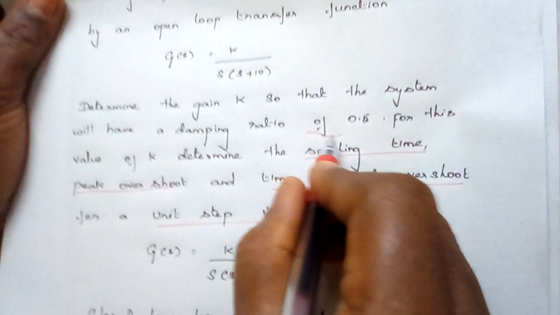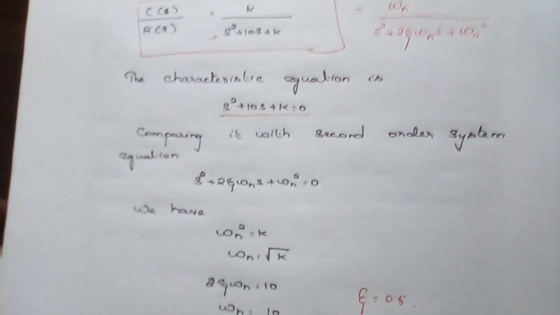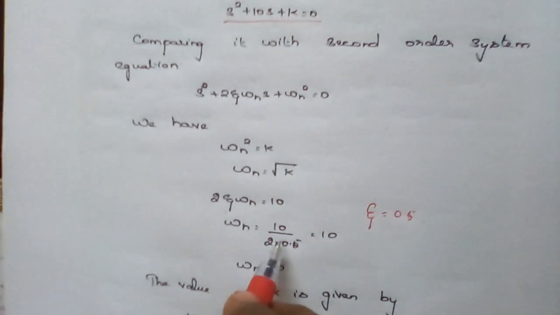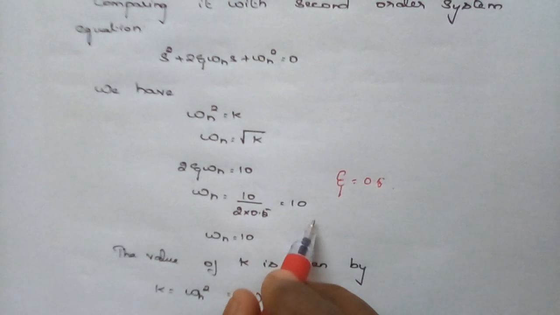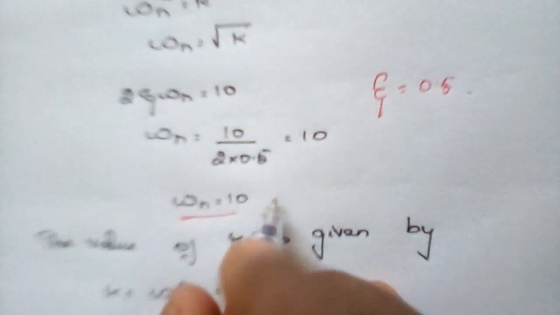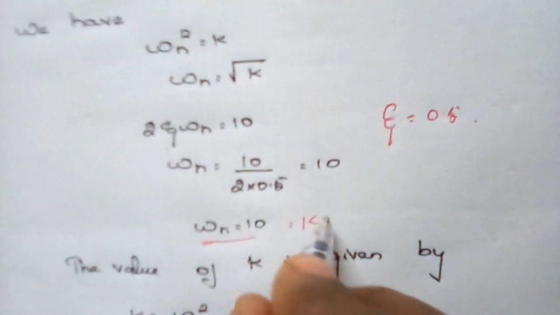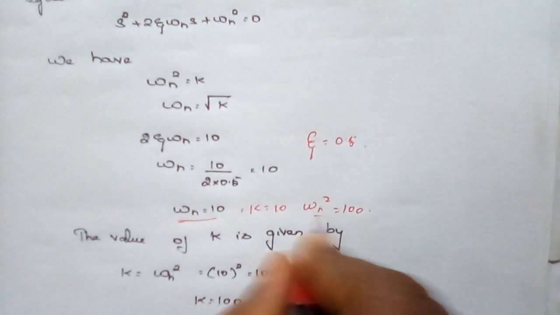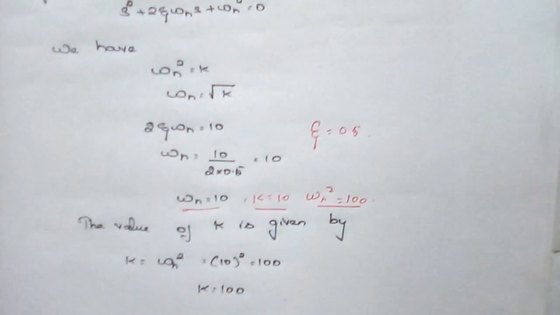Consider this damping ratio as zeta. Zeta is equal to 0.5. So, by considering zeta is equal to 0.5, omega n is equal to 10 divided by 2 into 0.5, which is equal to 10. So, omega n is equal to 10, k is equal to 10, and omega n square will be equal to 100.